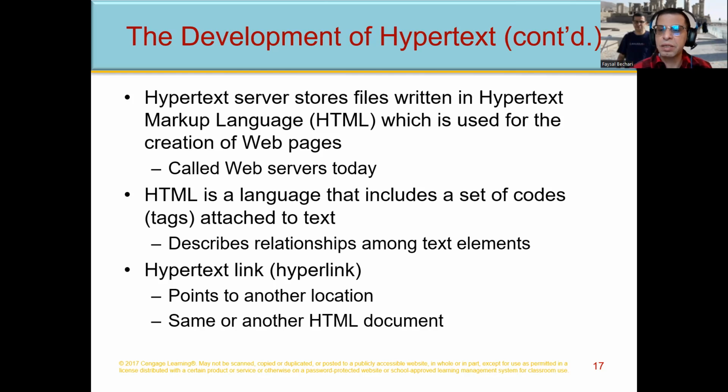HTML is basically a language that includes a set of codes attached to text and describes the relationships among text elements. So it's code attached between different tags that describes the relation between them. Then you have the hypertext link, or hyperlink, which points to another location. When you click on it, it takes you there, to the same or another HTML document.